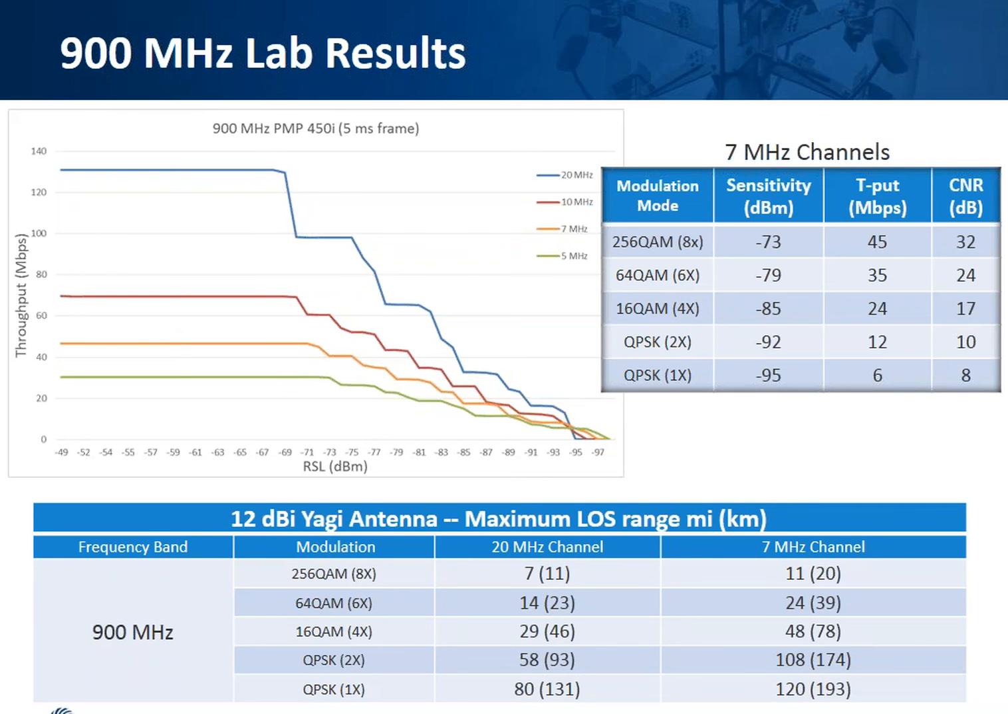It's a very impressive link from a system level that can go quite a long distance. As you can see in the bottom, if you do have line of sight, even using the 12 dBi Yagi antenna in a 7 megahertz channel, you can do about 100 miles away or more. So it's very impressive in terms of range and throughput, even with the 12 dBi antenna.